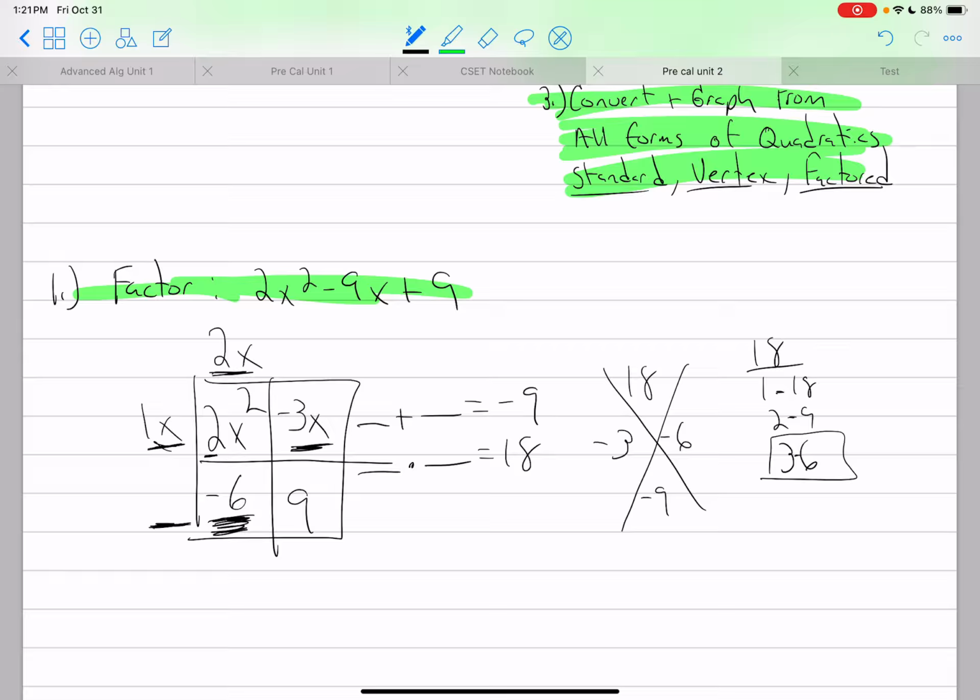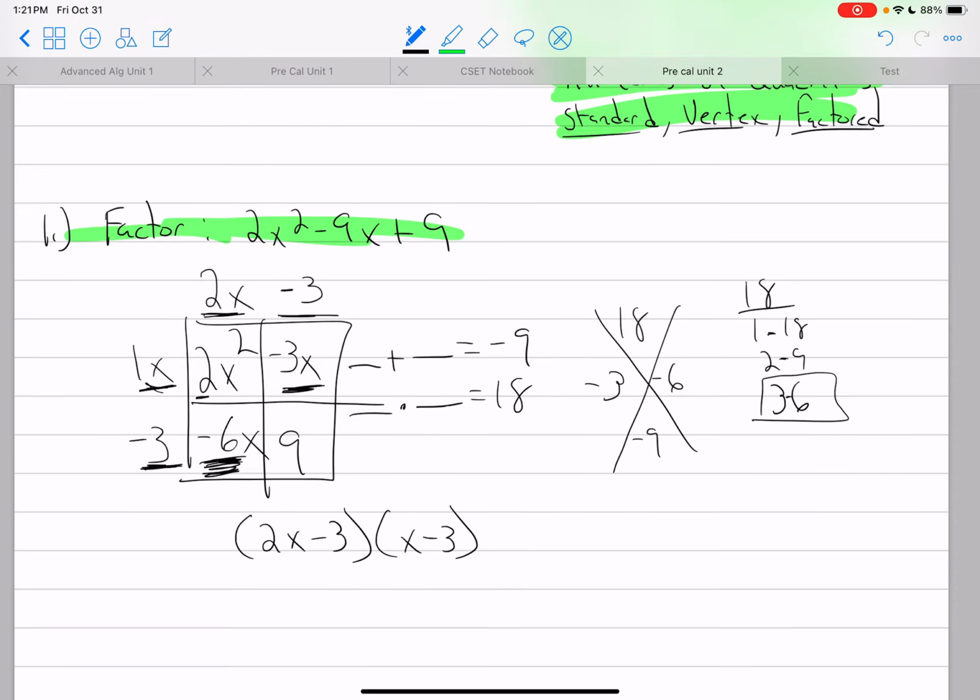2x times... Oh, that's supposed to have an x. There we go. That's what's wrong. 2x minus 3 is -6x. And I just figured that out. To get this spot, 1x minus 3 is -3x. Okay, so now I have my factorization. I factored it. I end up with 2x minus 3 times x minus 3. I am feeling pretty good.